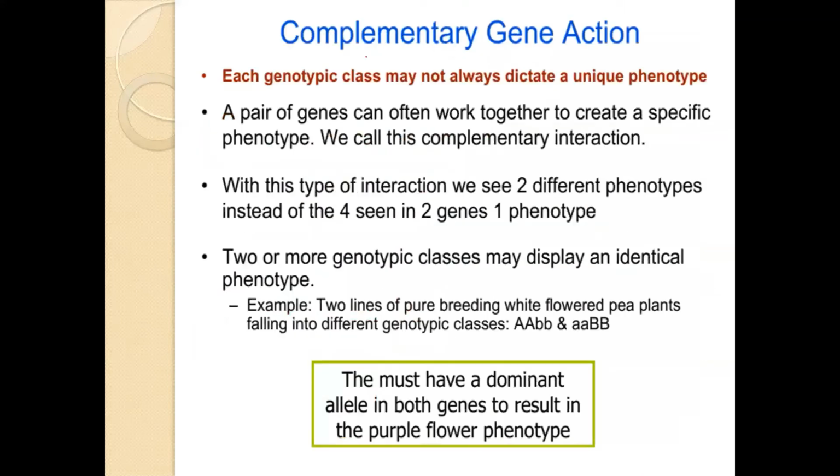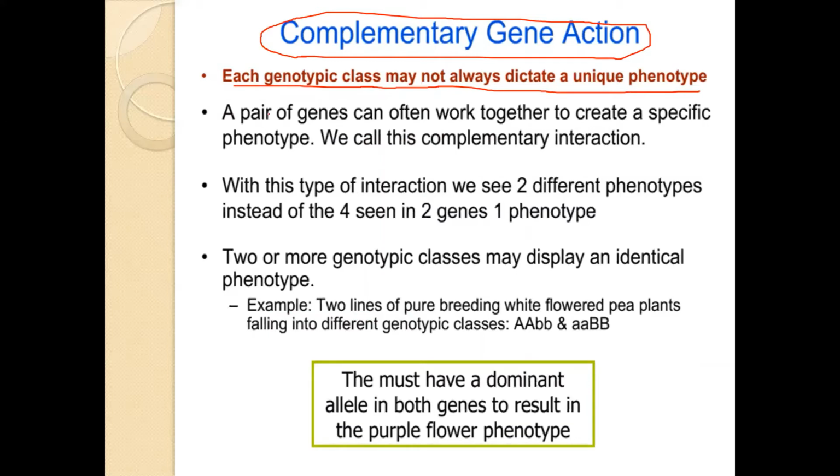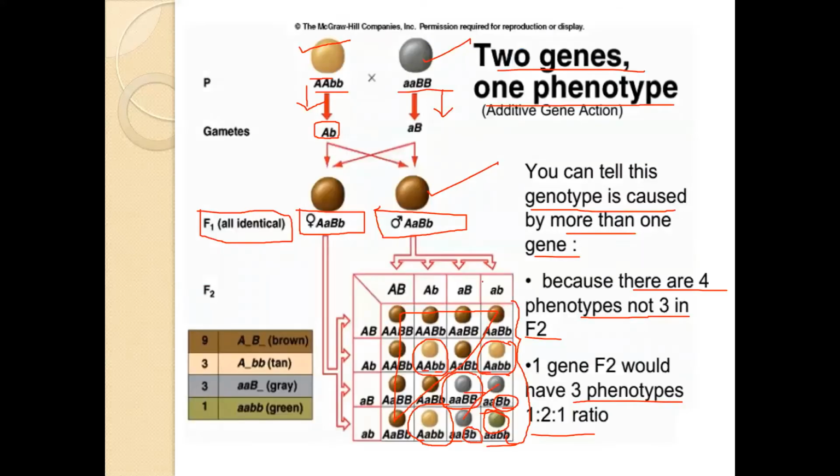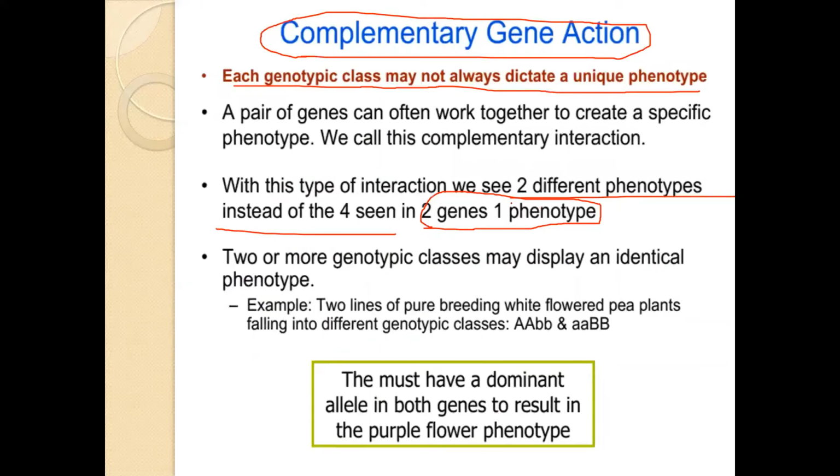Now we study the complementary gene action. Each genotype class may not always dictate a unique phenotype. A pair of genes can often work together to create a specific phenotype. We call this complementary interaction. With this type of interaction, we see two different phenotypes instead of four, as seen in two genes and one phenotype. When two genes control one phenotype, we get two different phenotypes instead of four. Here also we get four different genotype classes, but in complementary gene action, we get two different phenotypes instead of four when two genes control one phenotype. And this is called the complementary gene action.